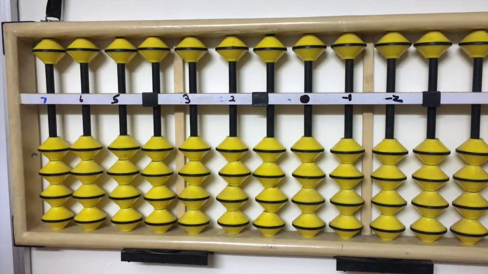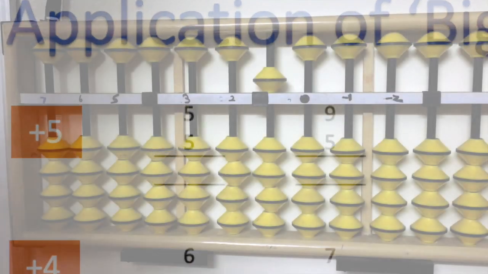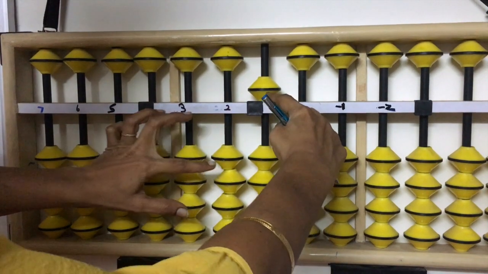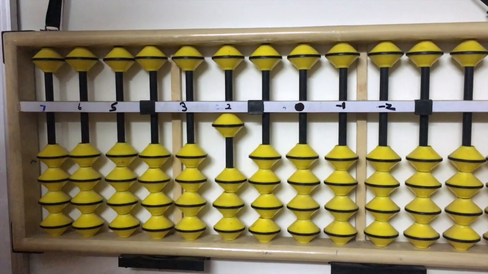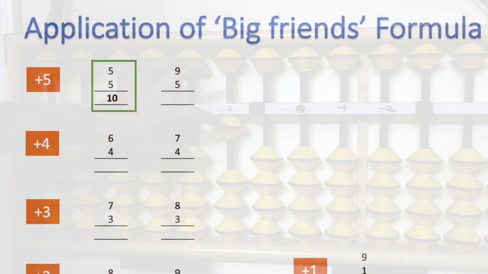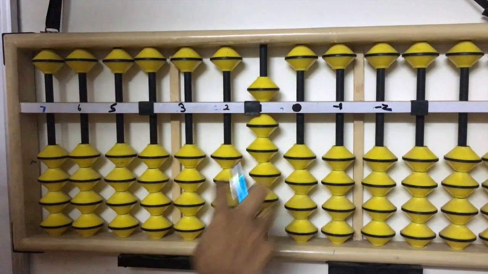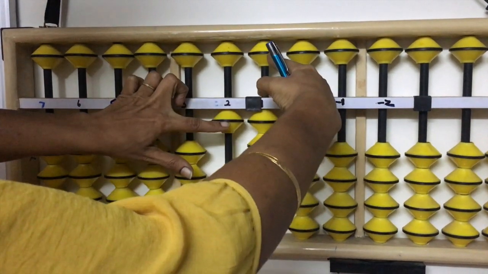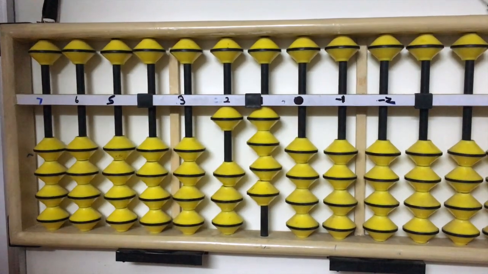Now we are going to add 5. First set 5 and then how to add 5? Minus the friend of 5, then add 10. So the value is 10. Next, 9 plus 5. 9. To add 5, minus the friend of 5, add 10. Value is 14.